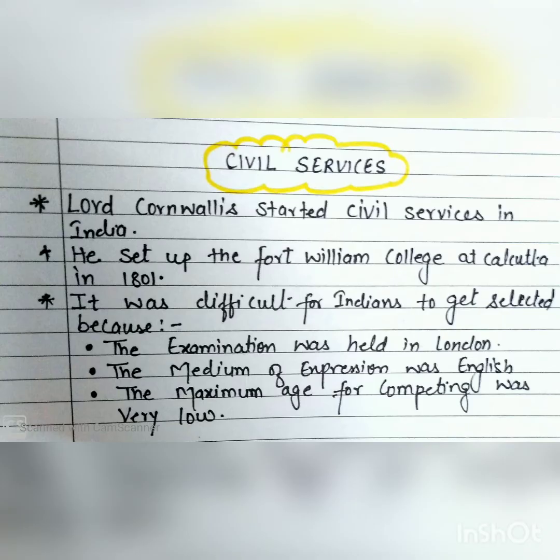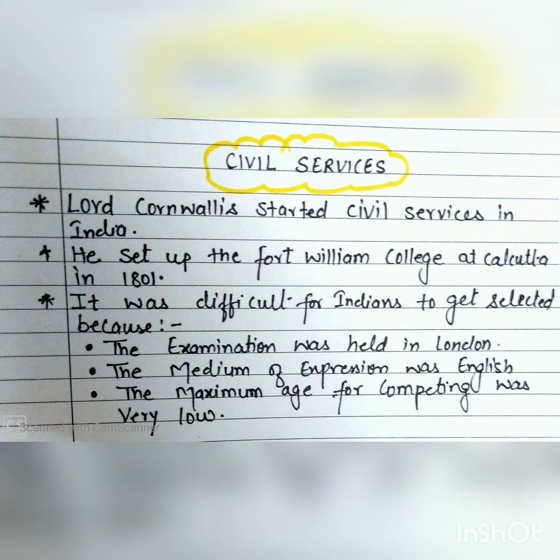Number 1 is the civil services. So civil services in India was started by Lord Cornwallis, and he introduced strict regulations for the officials, raised their salaries, and many bright young men were attracted to it. And to train them, Lord Wellesley set up the Fort William College at Calcutta in 1801.